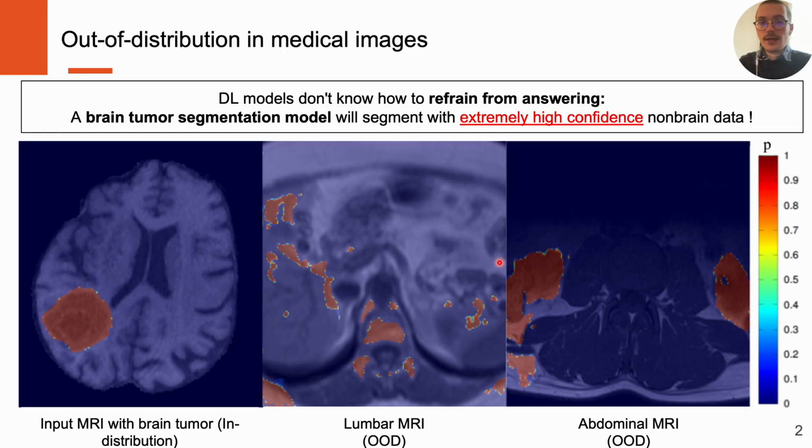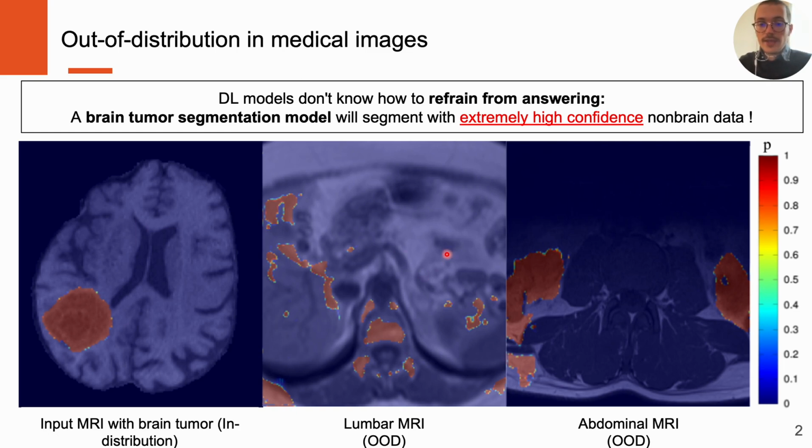Out-of-distribution images are an important challenge for medical applications. Indeed, the deep learning models don't know how to refrain from answering. For instance, if you train a segmentation model to detect brain tumors in T1 MRI, and then use it to make predictions on non-brain data, it will still produce predictions with very high confidence.